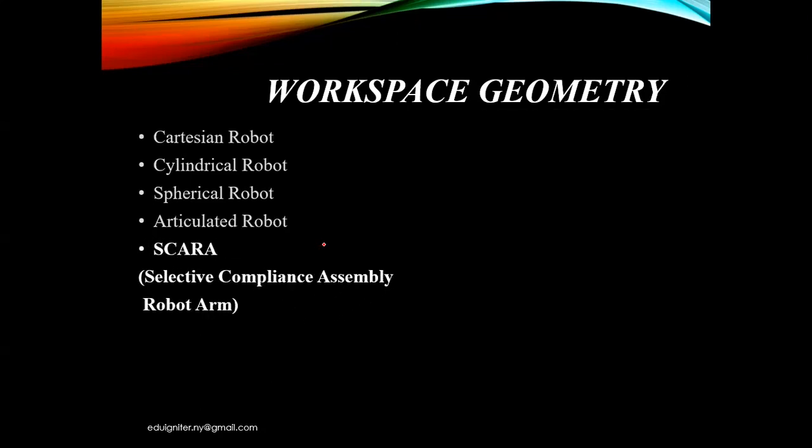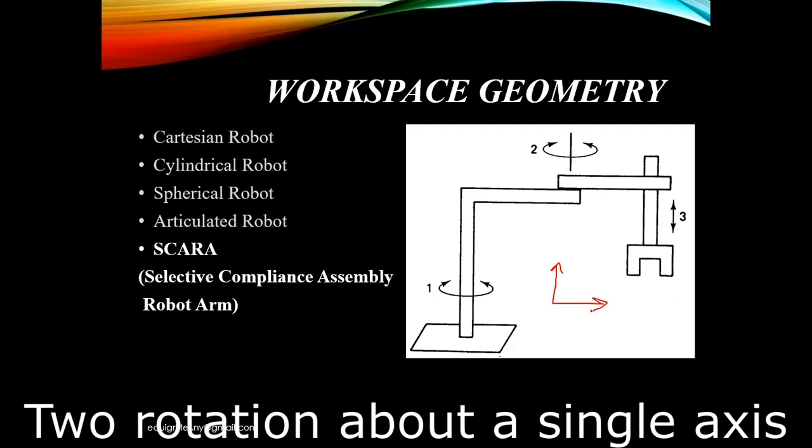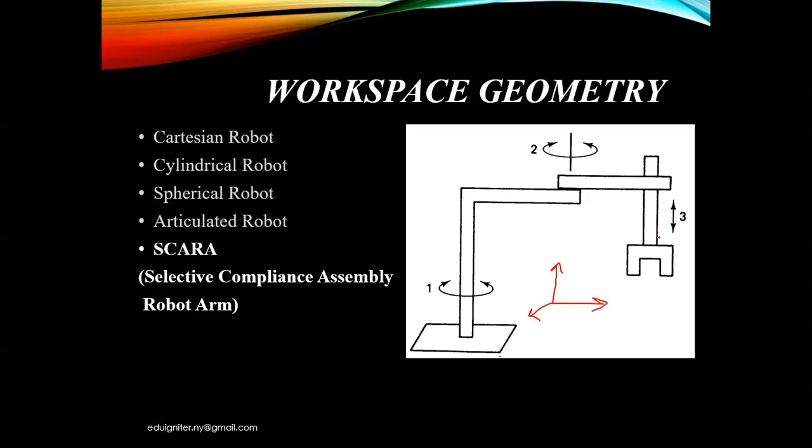Next one is the SCARA robot. SCARA stands for Selective Compliance Assembly Robot. This is a special type of robotic arrangement. In this robotic system, we have rotation about 2 axes, and we have a linear motion. This robot is generally used for assembly purposes. We have seen the SCARA robot on an assembly line.